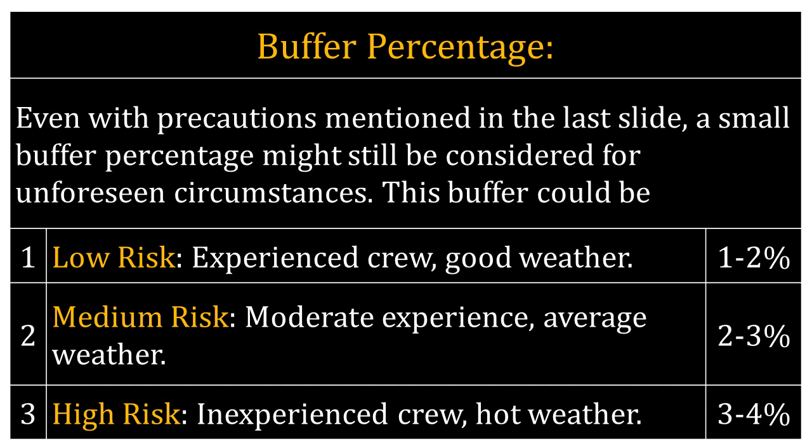Number 1, low risk. When we have experienced crew, good weather, this situation is known as low risk, and buffer percentage for this situation is 1 to 2%. Number 2, medium risk. When we have moderate experienced crew, average weather, this situation is known as medium risk, and buffer percentage for this situation is 2 to 3%. Number 3, high risk. When we have inexperienced crew, hot weather, this situation is known as high risk, and buffer percentage for this situation is 3 to 4%.